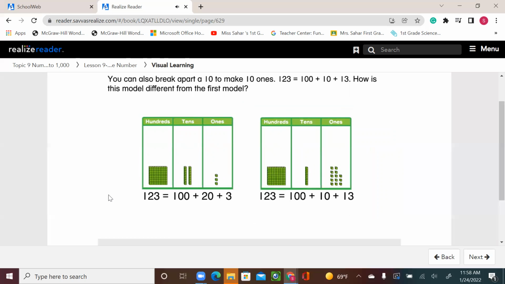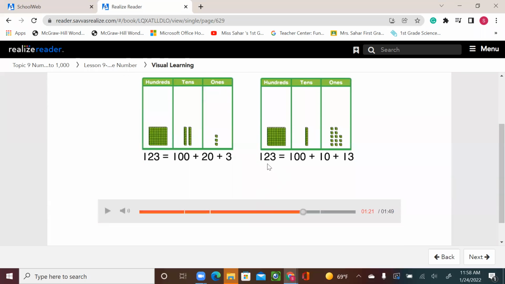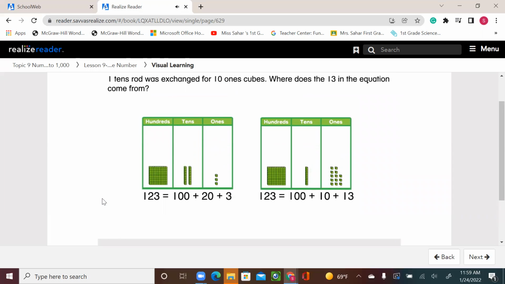How is this model different from the first model? As you see, we still have the same number, 123, but the numbers of tens are different. In the first model, we have 100, 2 tens, which is 20, and 3 ones. For the second model, we have the 100, 1 rod of tens, just 1 ten, and the other 10 we break apart and add to the ones, so now we have 13 ones. But at the end, it's the same number, 123. 1 tens rod was exchanged for 10 ones cubes.